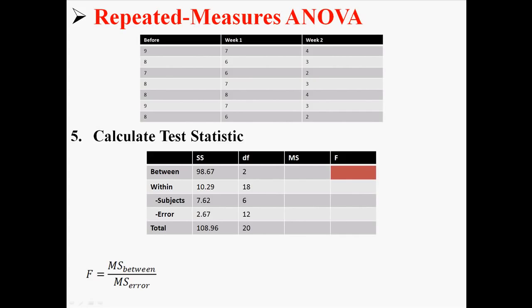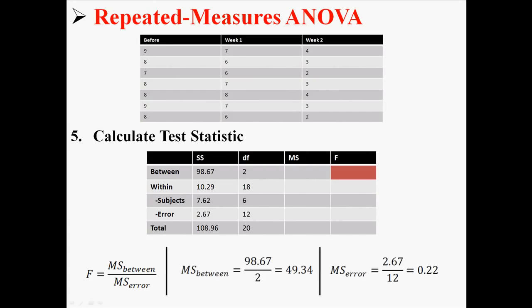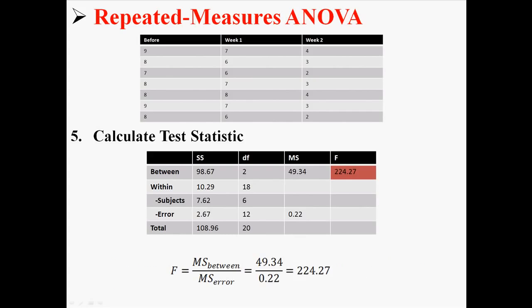Now in order to calculate the F, we need to find mean squared between and mean squared error. Mean squared between is just sum of squares between divided by degrees of freedom between, 98.67 divided by 2, and we get 49.34. Mean squared error is just sum of squares error divided by degrees of freedom error, or 2.67 divided by 12, and that's 0.22. Now we just plug them into the F equation like that. When I divide 49.34 by 0.22, I get an F of 224.27.